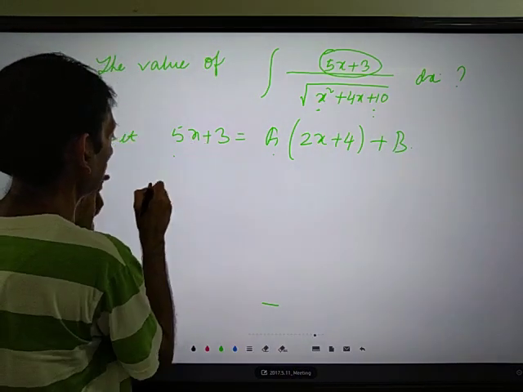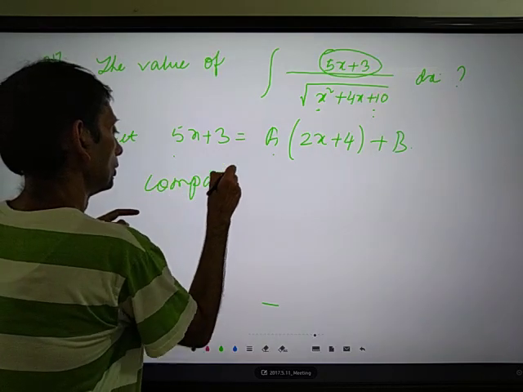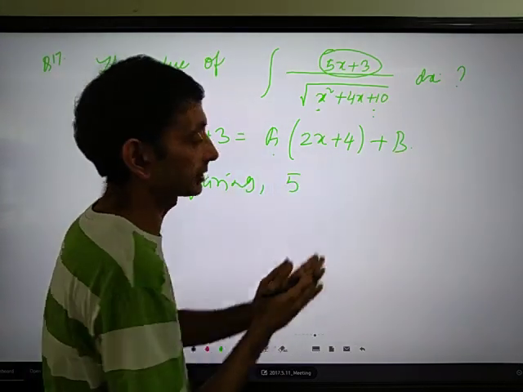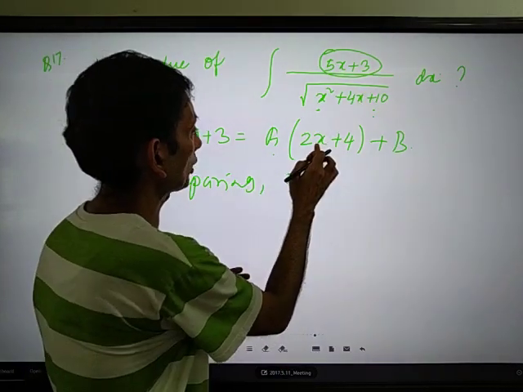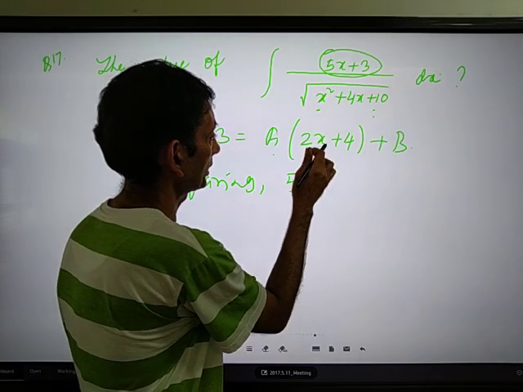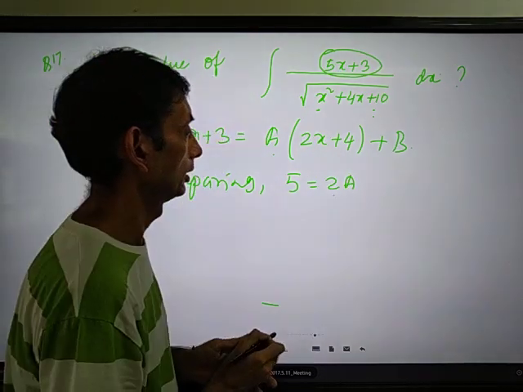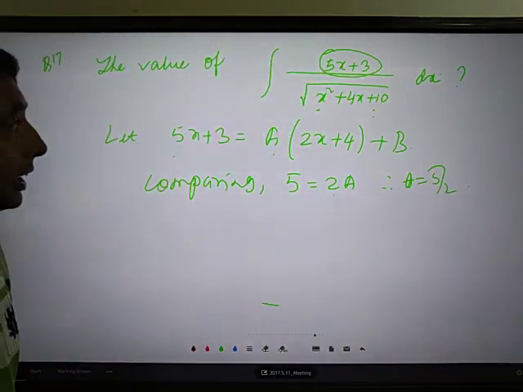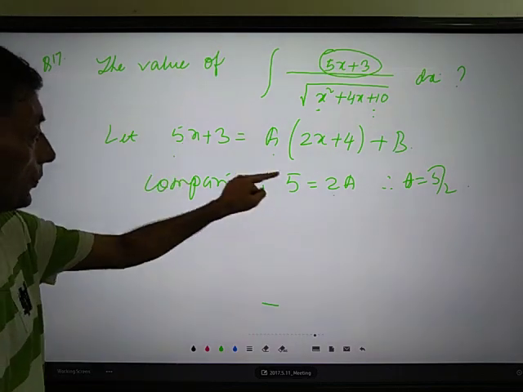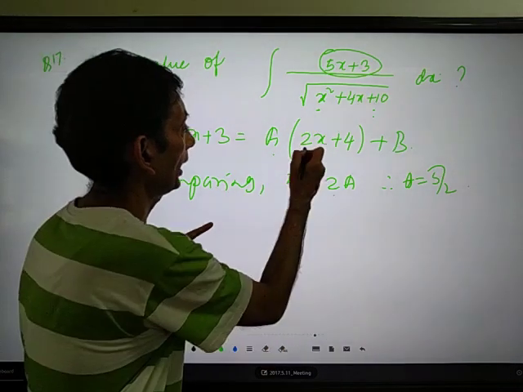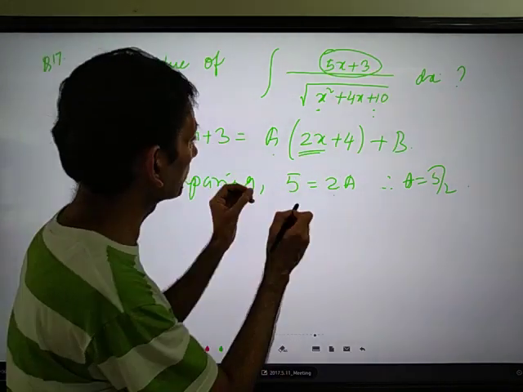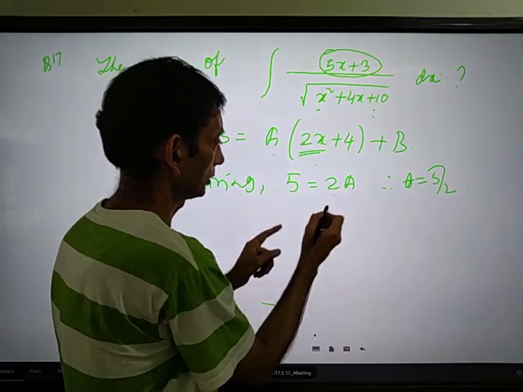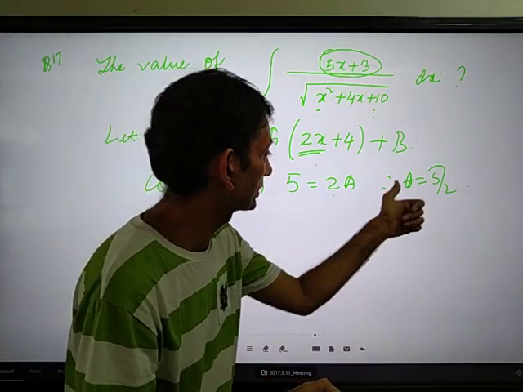We'll compare the coefficients. Here the coefficient of x is 5. From the right hand side also, we compare the coefficient of x. What is the coefficient of x? It is 2a, fine. So therefore a is equal to 5 by 2. You got the value of a, right? The coefficient of x on the right hand side appears in only one term, twice x, multiplied by a, so the coefficient is twice a. So twice a is equal to 5, which gives us a equal to 5 by 2.